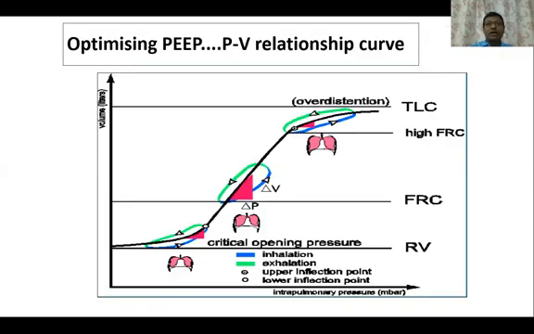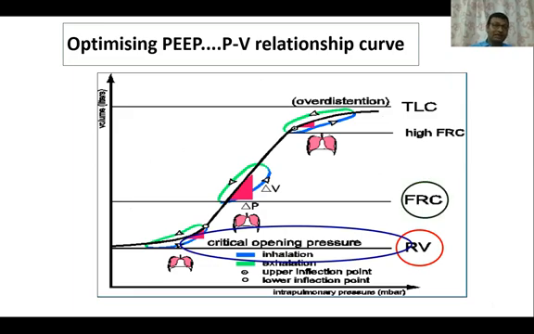Now let us look at how we can optimize PEEP with the help of PV loops. Now just look here, we know that residual volume is the amount of gas in the lungs at the end of maximum expiration. Critical opening pressure is the pressure required to overcome the surface tension and open up the alveoli, and obviously it will be more than the residual volume. We know that FRC is the amount of gas in the lungs at the end of tidal or passive expiration, whereas total lung capacity is the total amount of gas in the lungs with the deepest possible breath.